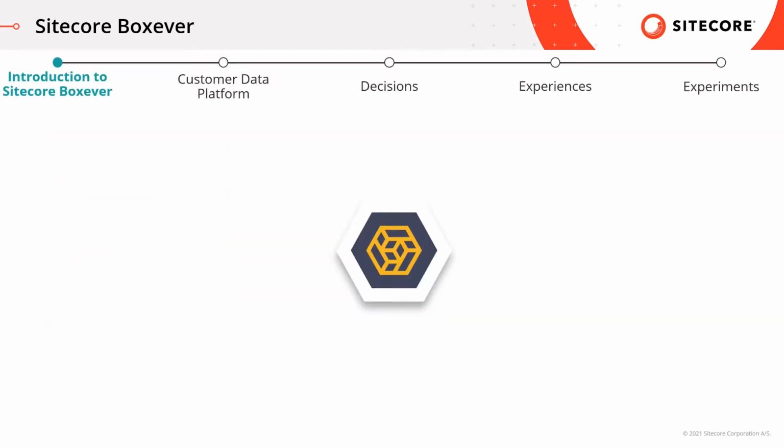In Sitecore Boxever, 4 components work together in a single platform to ensure that marketing and business users can understand their customers and make appropriate decisions quickly and easily. This enables customer experiences across channels to be consistent and delivered in real time.